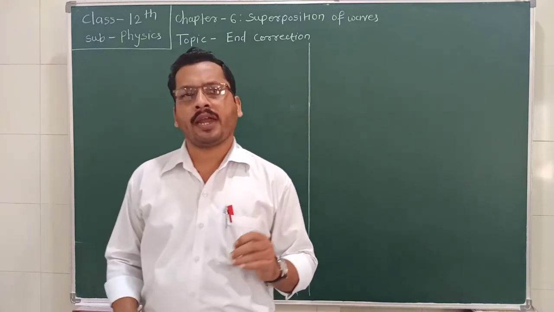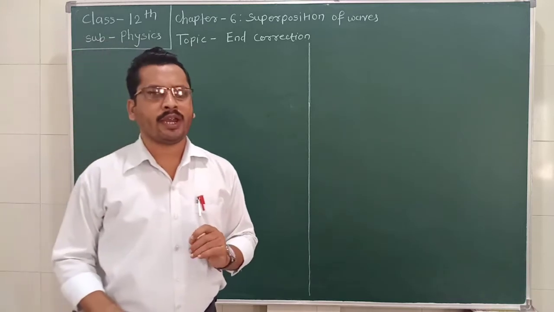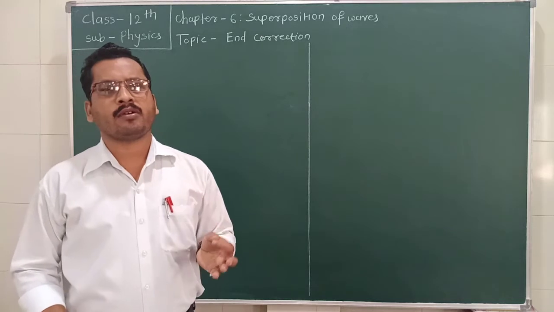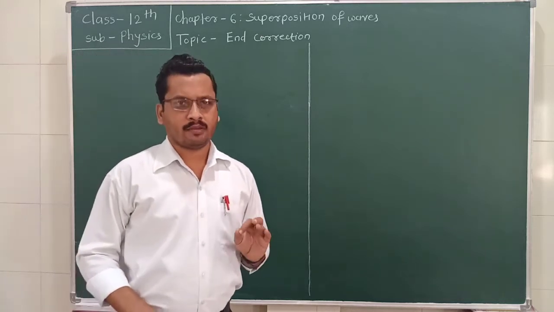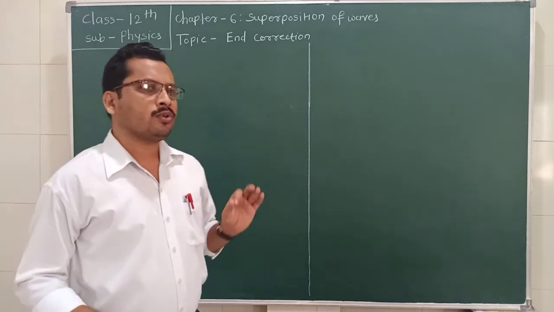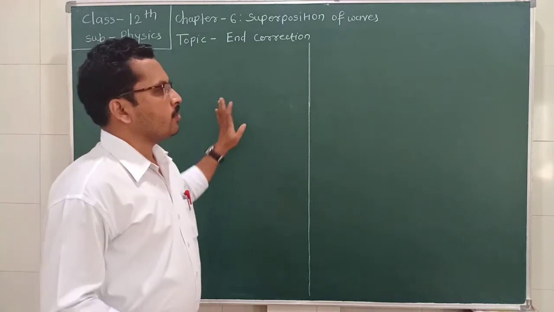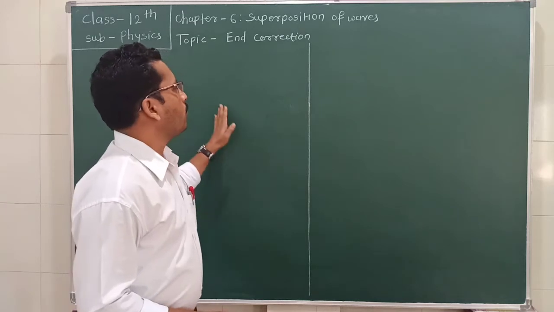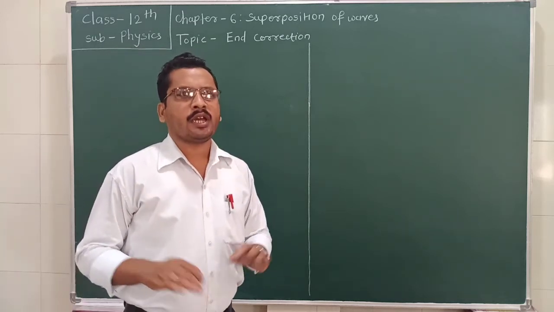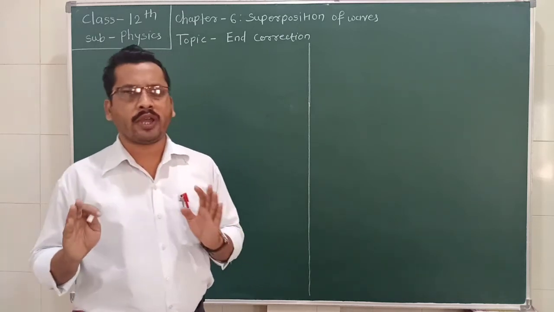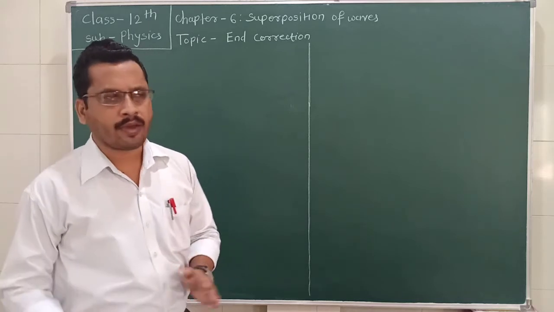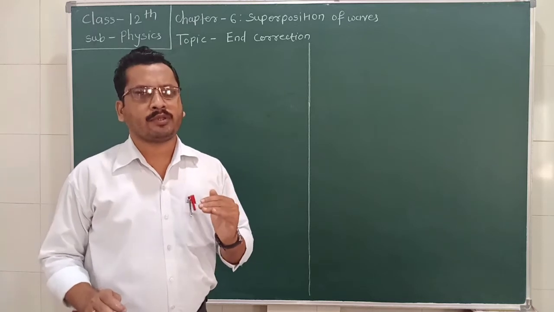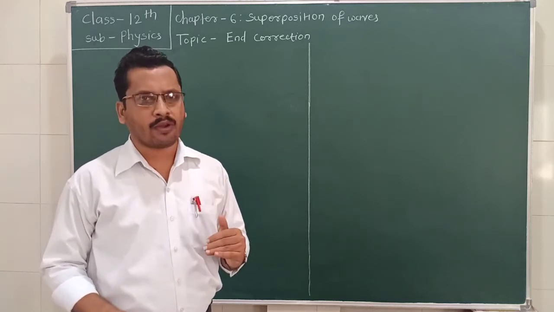In the last lecture, we learned about the vibration of air column when the pipe or the column is open at both ends. Before that, we learned about the vibration of air column when the column is open at one end. Today we are going to derive a formula for the end correction, and learn how to determine the end correction in the case of vibration of air columns.